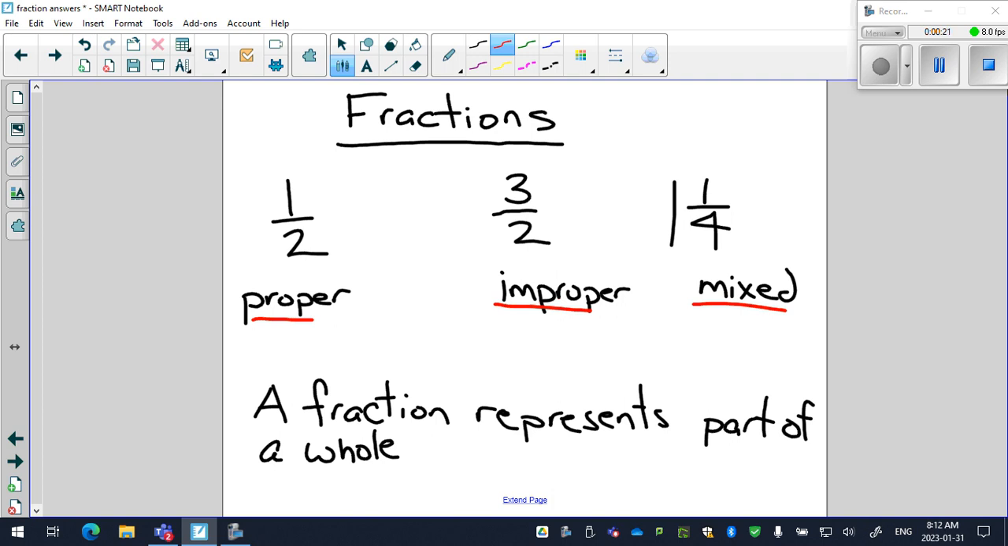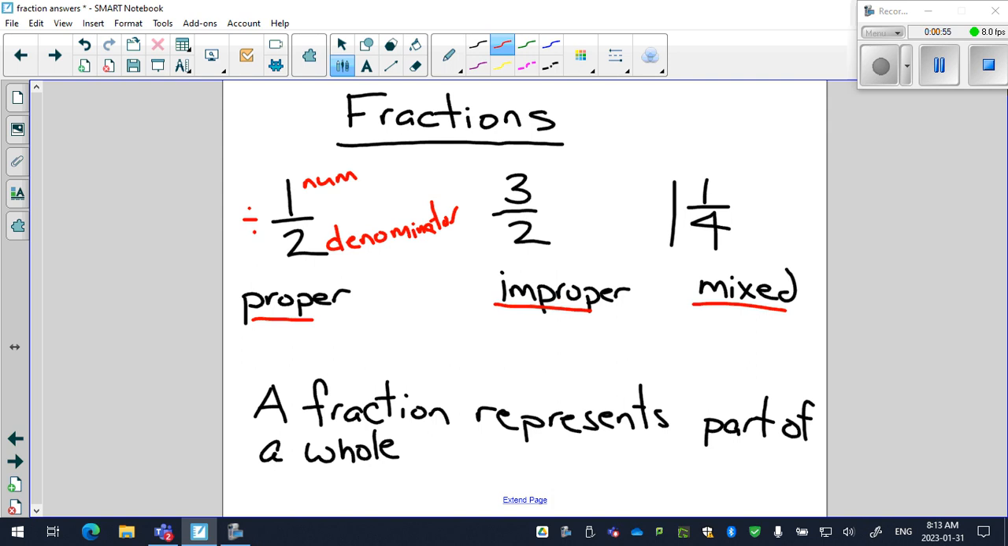A proper fraction is when the top number, which is the numerator, is less than the bottom number, which is the denominator. This is a true fraction. It gives a decimal answer because all fractions represent parts of a whole. All fractions like this are decimal numbers. Really, this is 1 divided by 2 equals 0.5. But make sure you understand that proper fractions are always representing something that's less than 1.